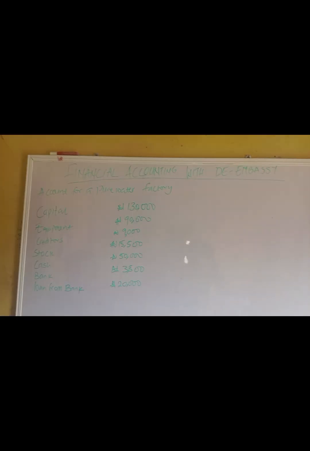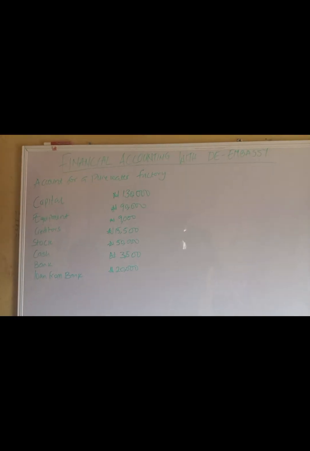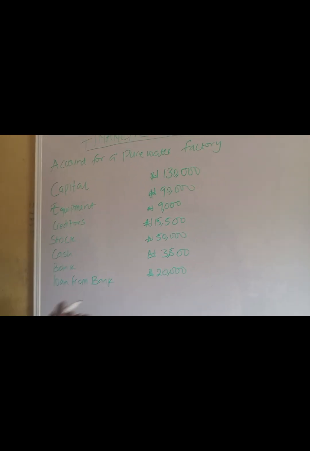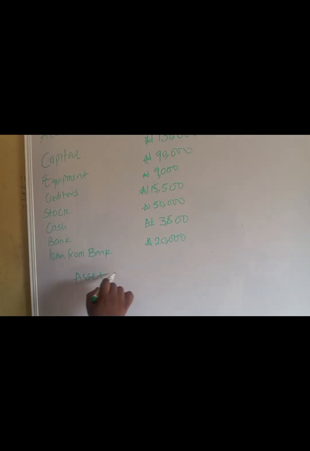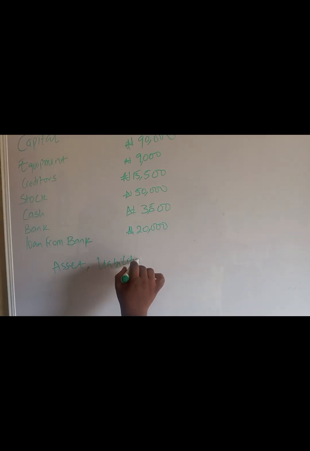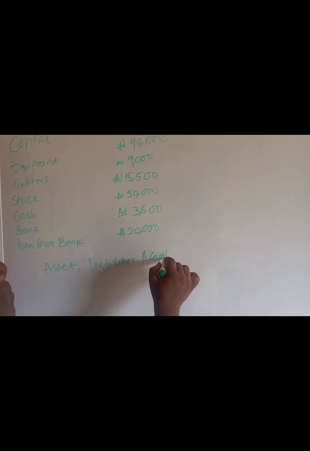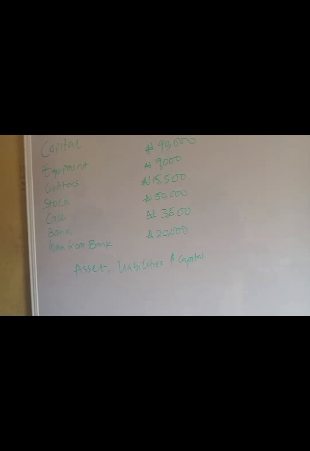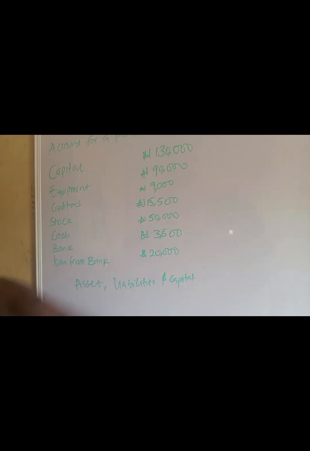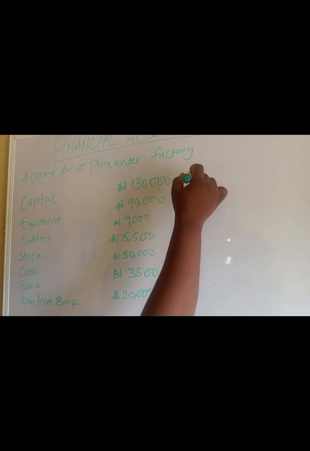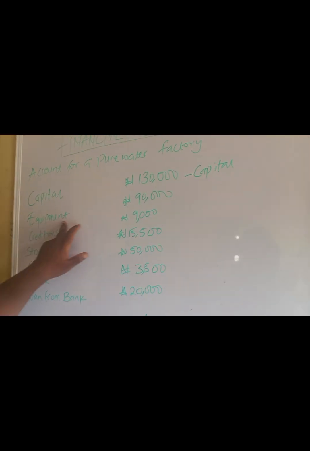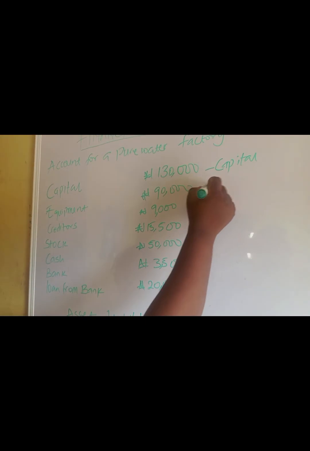Okay, let's look at this account for this pure water factory. The first thing I want us to do now is classify this into our assets, liability, and capital, before we go further to extract a balance sheet from this. Okay, so this first one, obviously, is our capital. It's already named capital. Now this equipment is what? Yes, our assets.